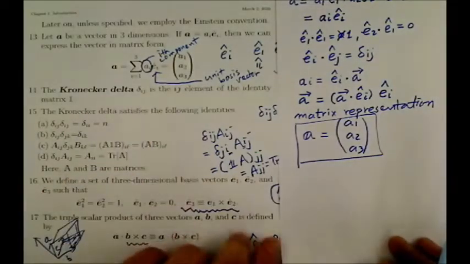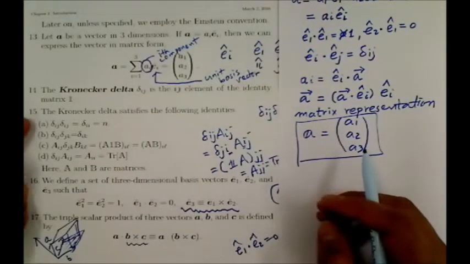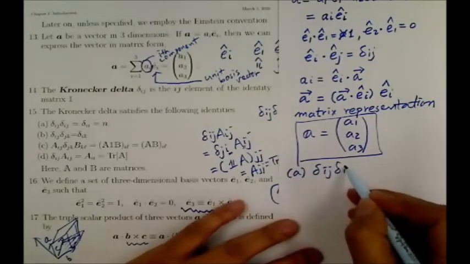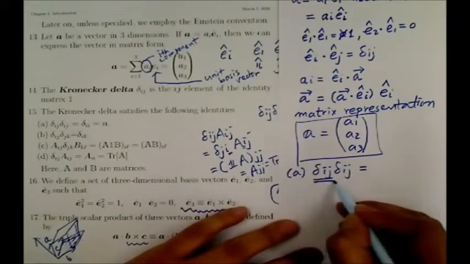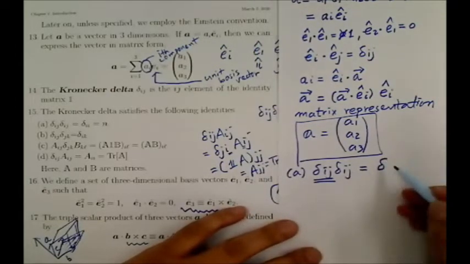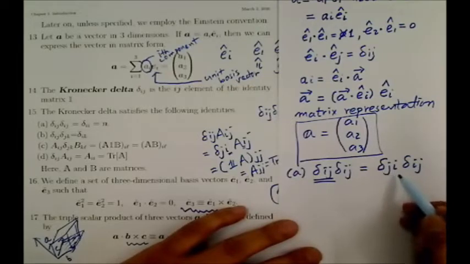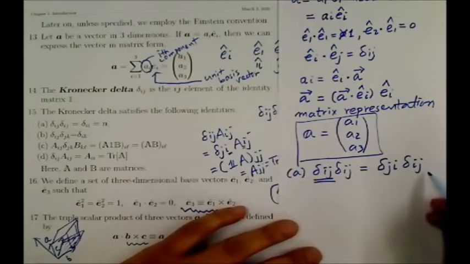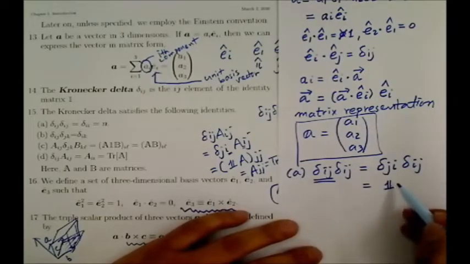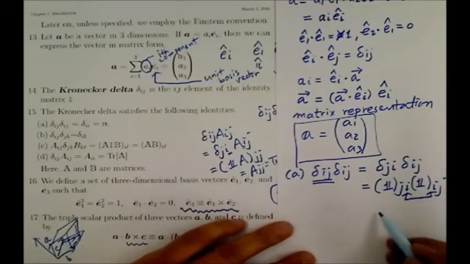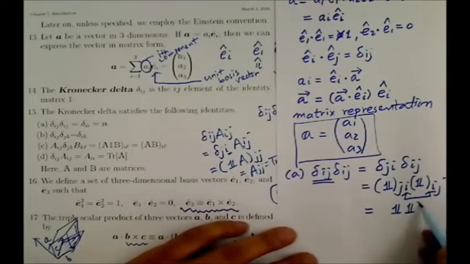Kronecker delta, I already explained. Number 15, we have Kronecker delta algebra. First, delta_ij delta_ij. Kronecker delta is symmetric, so I can write it as delta_ji delta_ij. This is the ji element of the identity matrix, and this is the ij element of the identity matrix. If the index i is repeated, I can rewrite this as a product of two matrices, and just copy this j and copy this j.